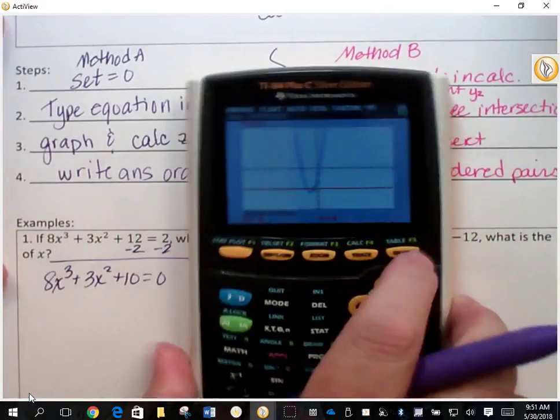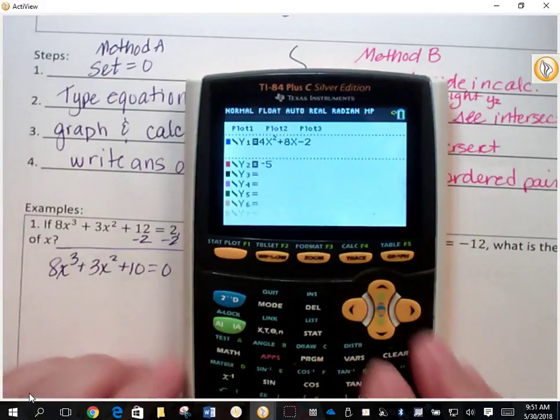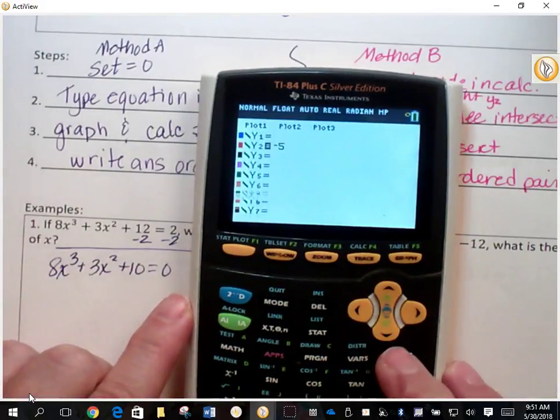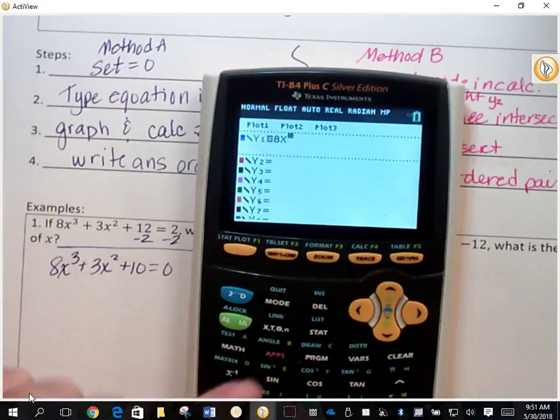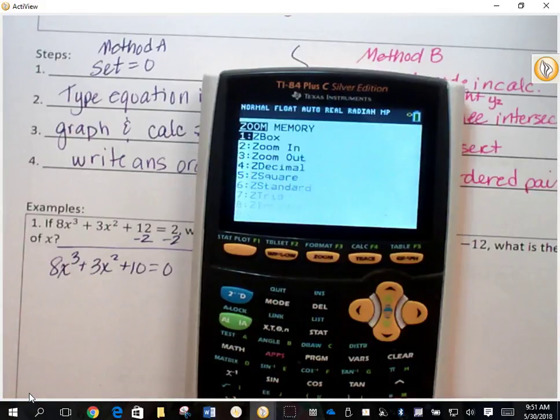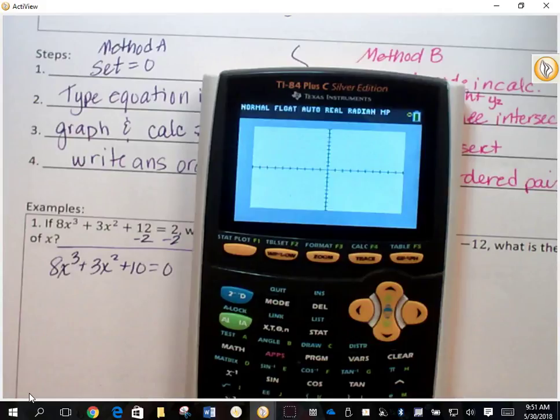And I'm going to go to y equals, clear out the two equations that I have, and again make sure my plots are off. 8x to the third, bring it down, plus 3x squared plus 10. Zoom 6, because I said I want to do the standard window, and I'm looking for where it crosses the x-axis. Once. Just once, it looks like.